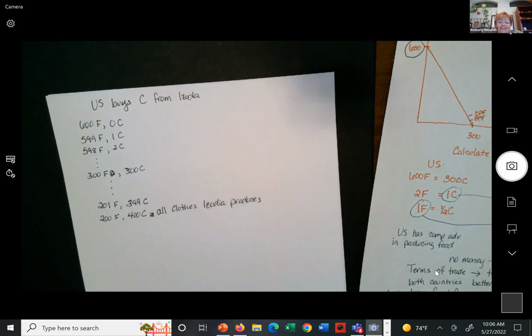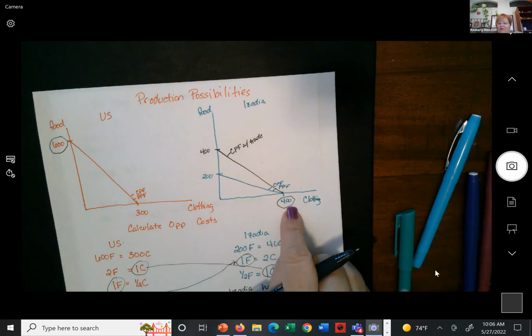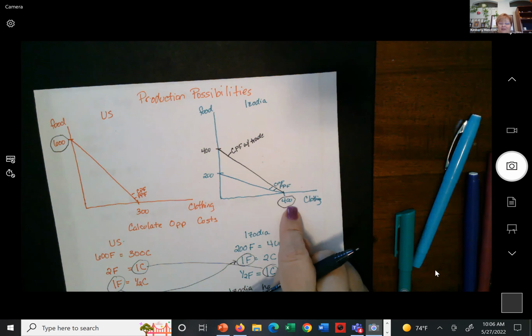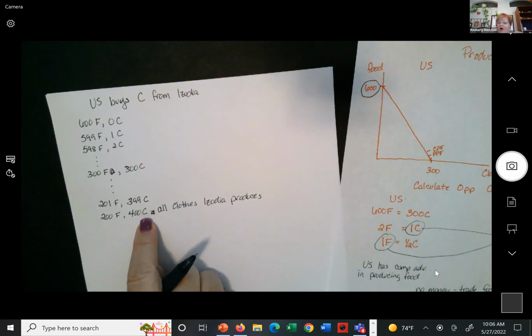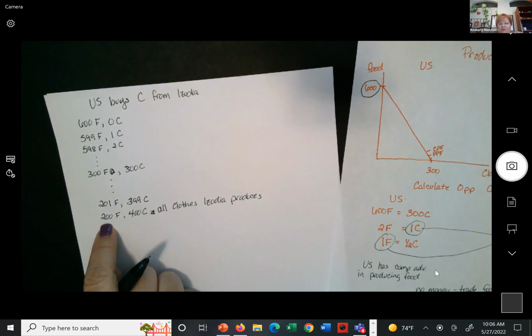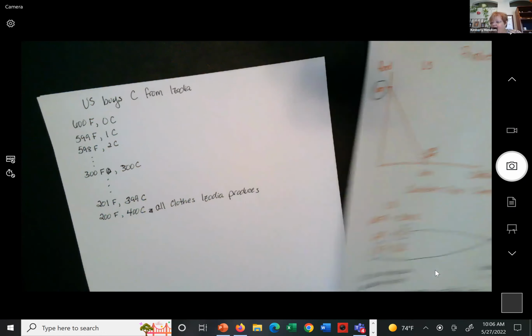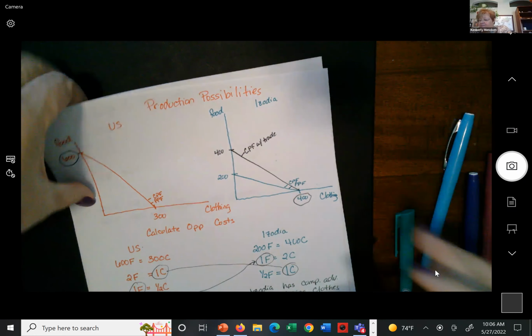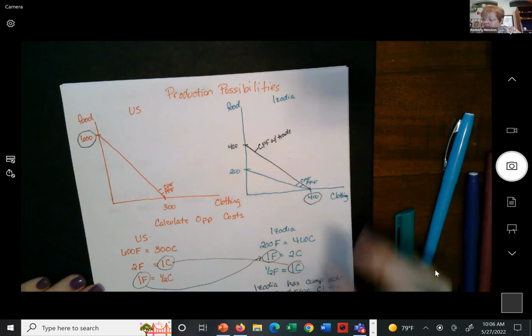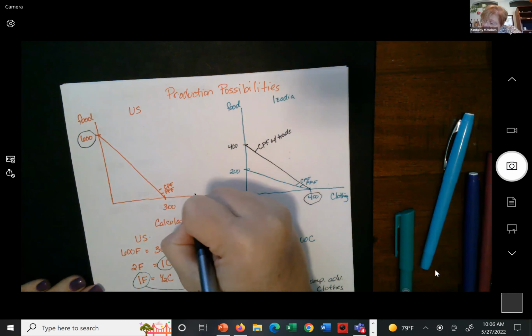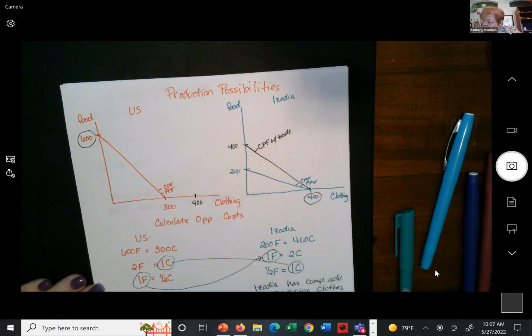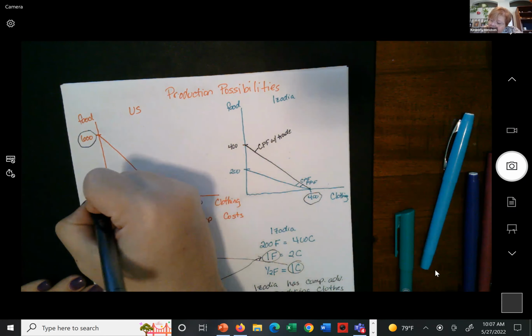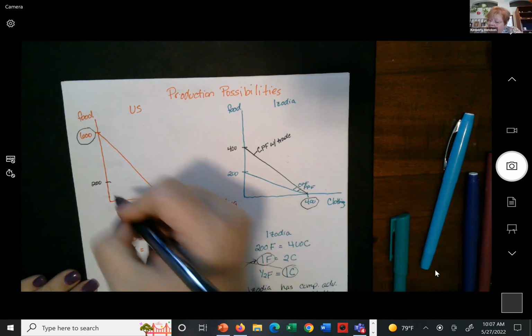Okay. We can't get to buying 600 clothes because Izodia doesn't make 600 clothes. They only make 400. So if we buy all of Izodia's clothes, all 400, we still have 200 food left over for ourselves. Okay, hopefully everybody's with me out there. So what that means is the farthest we can get is over here to 400, but when we do that, we're still gonna have 200 food left over.